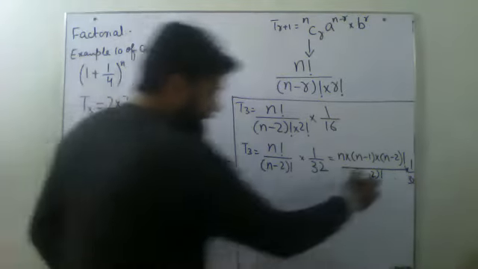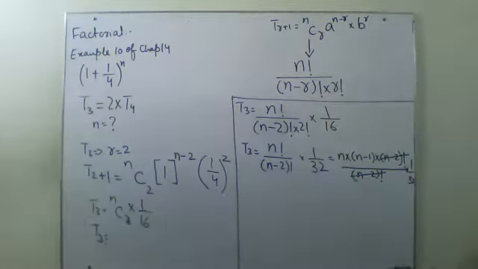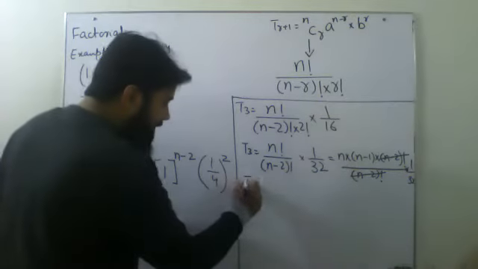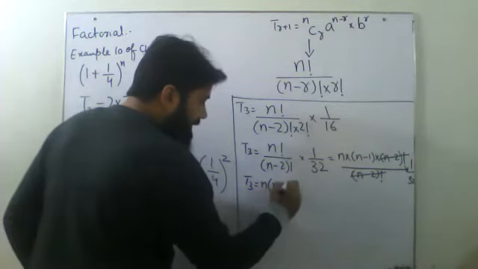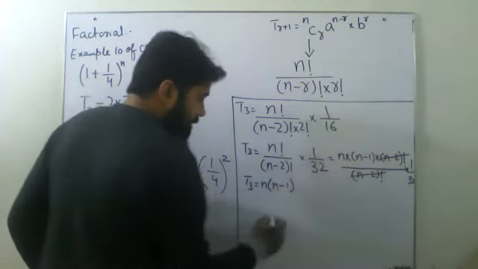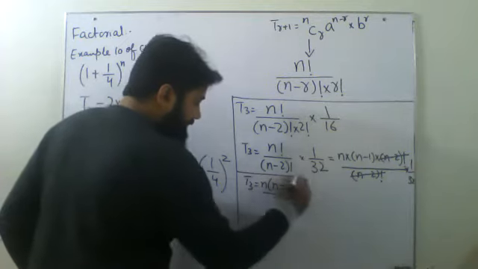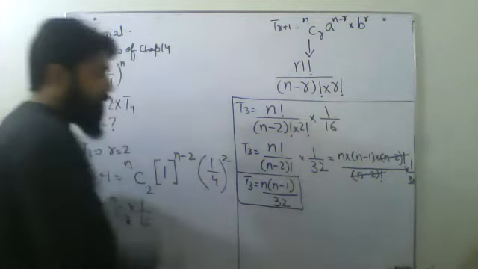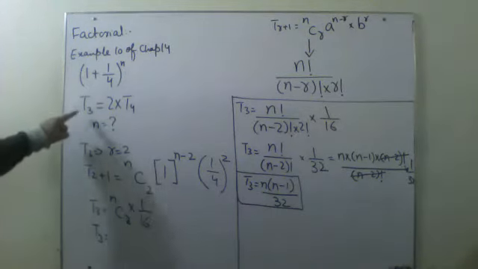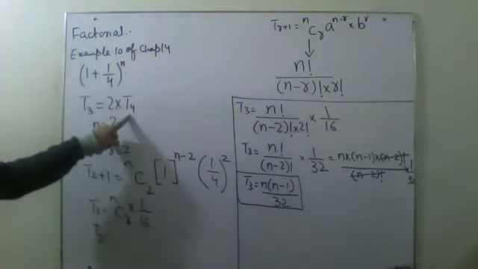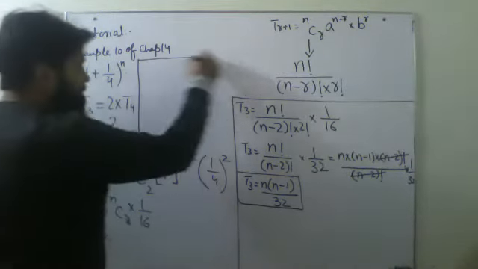Okay, cancelling this one and this part. So my T3 value is coming n into n minus 1 over 32. That is my T3 working over here. Okay. Now what they were saying, T3 is twice of T4. So I am writing T4 over here.